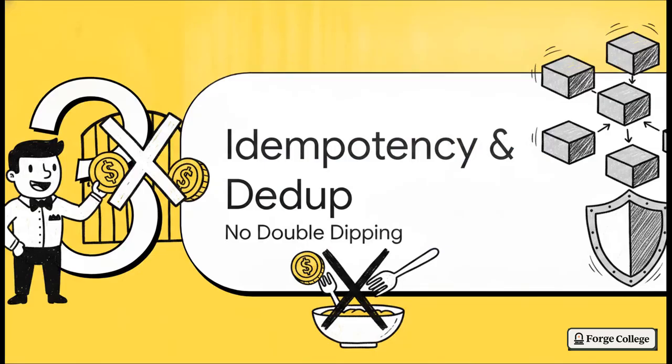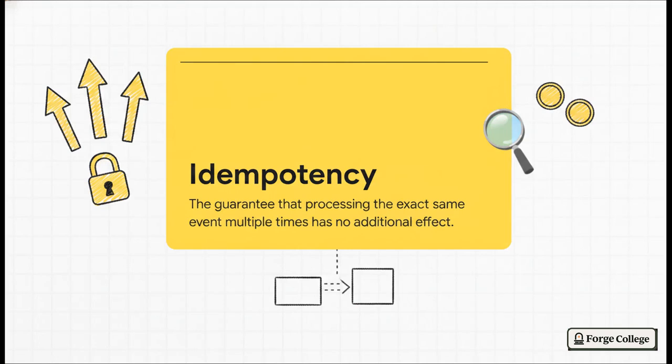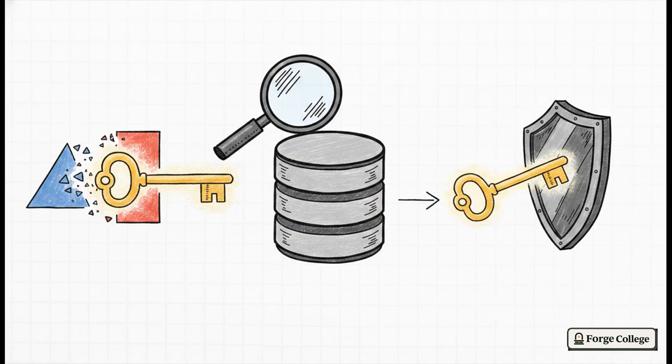Section 3. Idempotency and double dipping. Okay, idempotency. It's a big engineering word, but what does it actually mean? It is essentially a guarantee that processing the exact same event multiple times has absolutely no additional effect beyond that first processing. Think of it as your ultimate defense against accidental duplicate transactions on the Solana network. If an external system accidentally sends a buy signal twice in a row, idempotency ensures your program only actually buys it once.